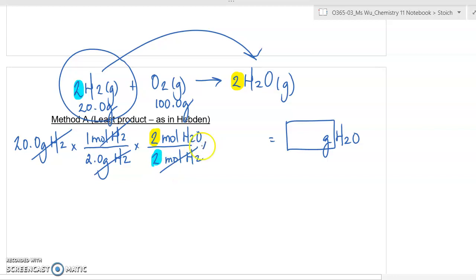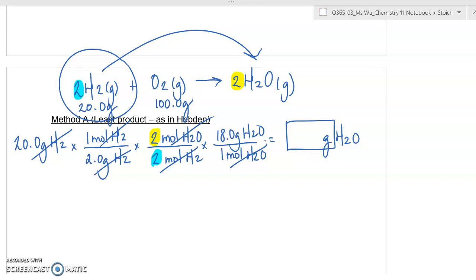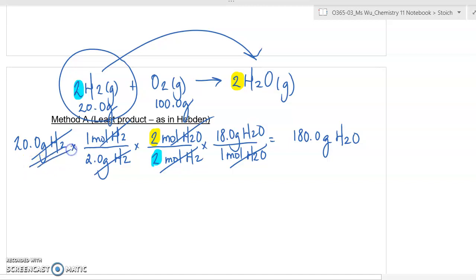Let's keep going. And finally, a mole of water, molar mass of water being 18 grams. Aha. So getting our calculator, punching that through, numbers on the top we multiply, numbers on the bottom we divide, and we get 180.0 grams of water that can be produced. That can be produced if we are using up all the hydrogen that was given. So let's keep that in mind.